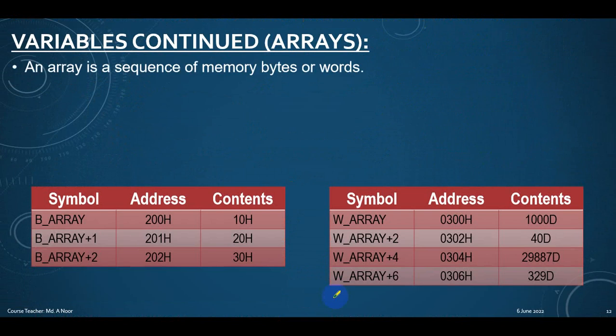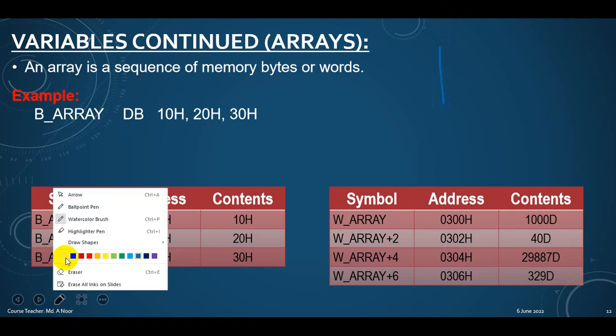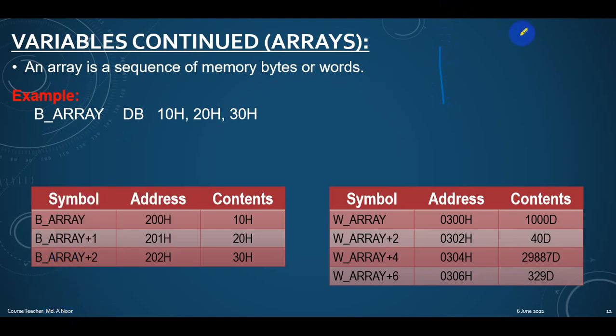Now arrays, how you define the array? An array is a sequential memory of bytes or words. For example, you have defined an array by the name barray, and it is byte type. That means each location can store a byte. For example, let's say this is a memory.